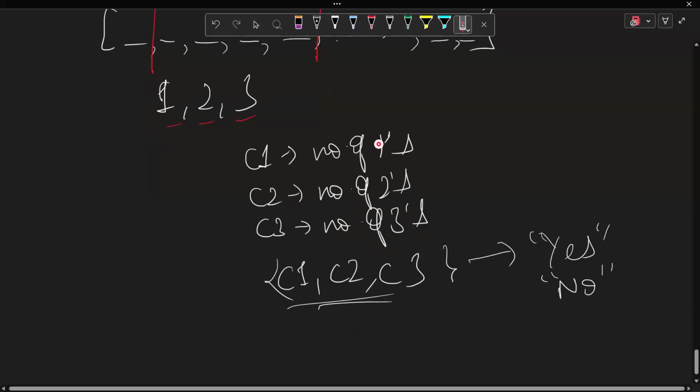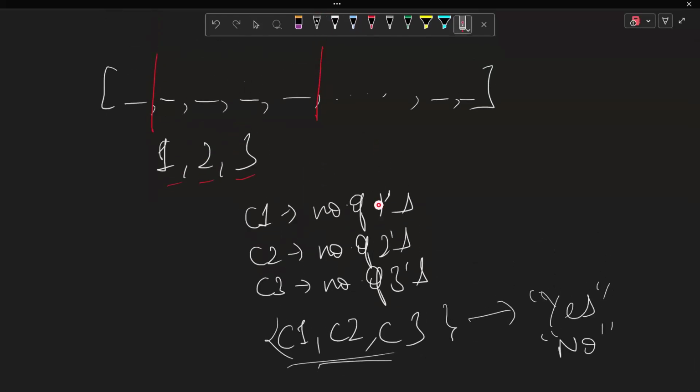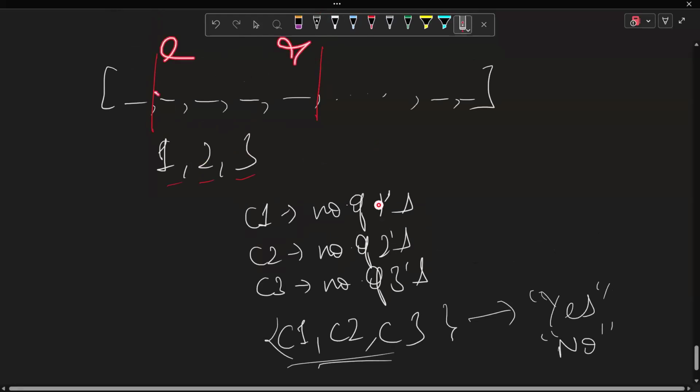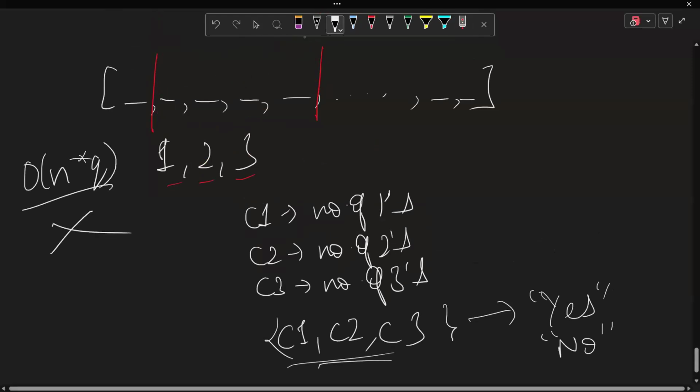But first, in order to compute these three values, one way is for every query, just traverse from L to R and count the number of ones, twos and threes. But if you're traversing from L to R for every query, that would take O of n for every query, and n squared is not accepted, as you know.